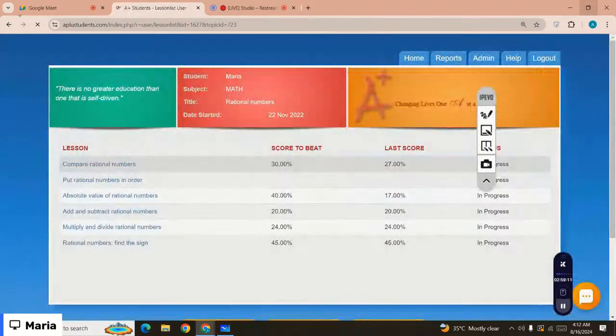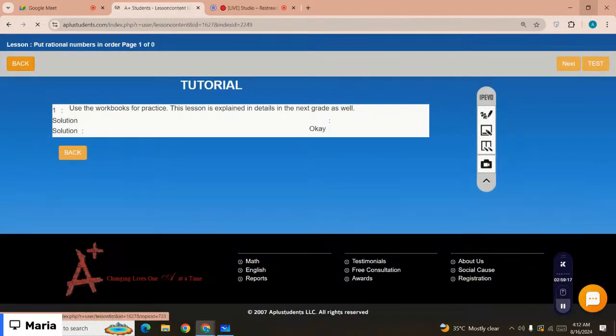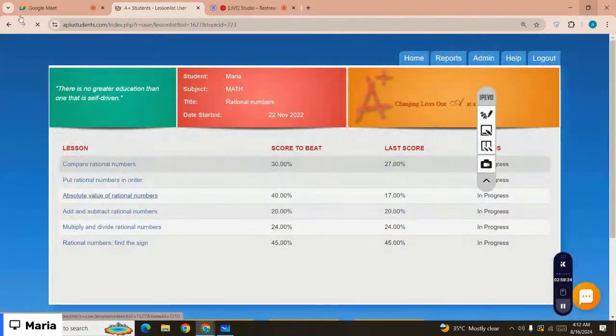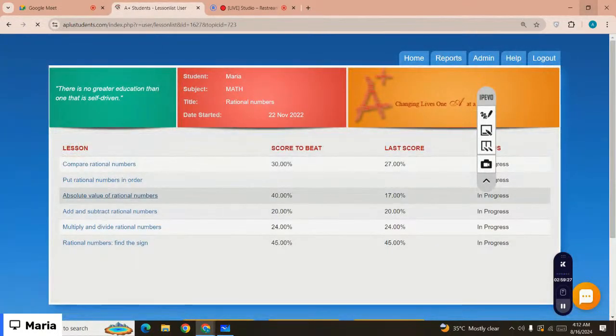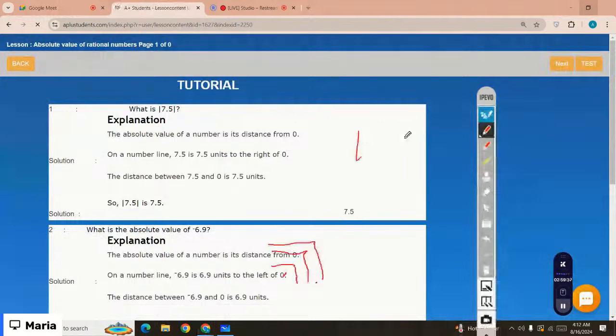The next lesson is put rational numbers in order. Okay, absolute value. So value means the positive numbers, right? You can write absolute values like this. If you have negative x, the absolute value is the positive value. So absolute values are always the positive values, right?